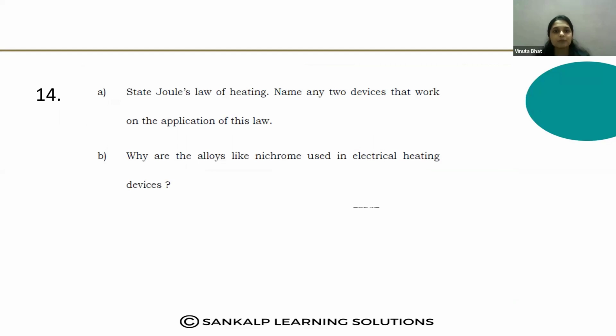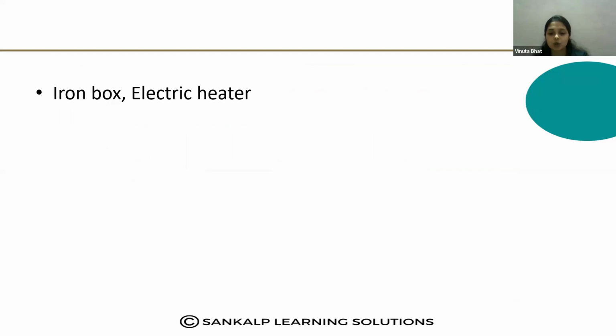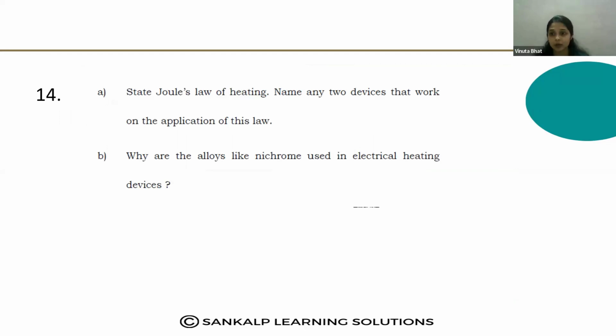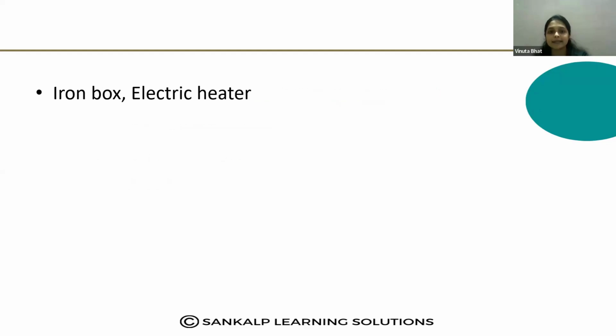Yes, last question. State Joule's law of heating. Name two devices that work on the application of this law. Why are alloys like nichrome used in electrical heating devices? Joule's law of heating, we have already solved that answer in the 3-mark question, so again I'm not giving the answer for that. Name any two devices that work on the application of this law: iron box and electric heater.